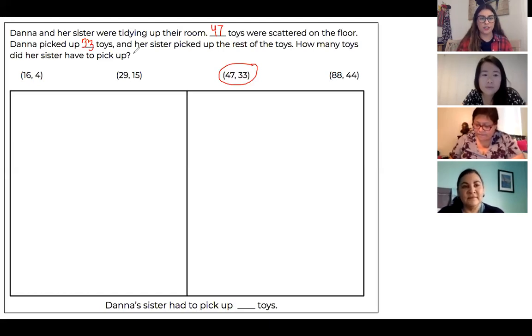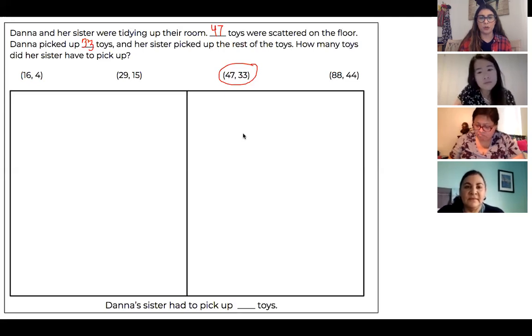Donna and her sister were tidying up their room. 47 toys were scattered on the floor. Donna picked up 33 toys, and her sister picked up the rest of the toys. How many toys did her sister have to pick up? So what are we being asked to do in this problem? Let's think about it for a second. What are we being asked to solve or figure out?